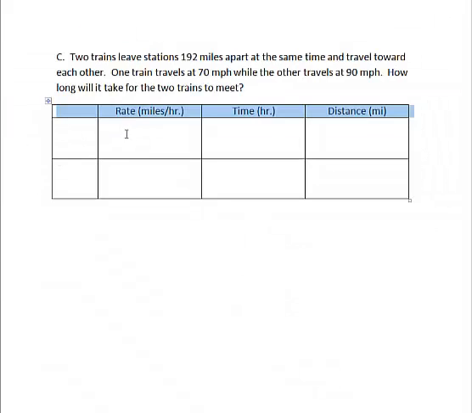Okay, C, two trains leave the station 192 miles apart at the same time. Two trains leave station, so they're not leaving the same station anymore. They travel toward each other. One train travels 70 miles an hour while the other travels at 90 miles an hour. How long will it take the two trains to meet? Now we have two stations. Station 1 and Station 2.